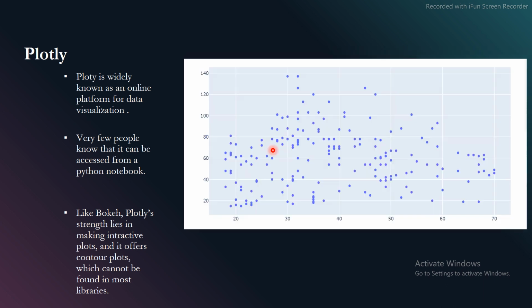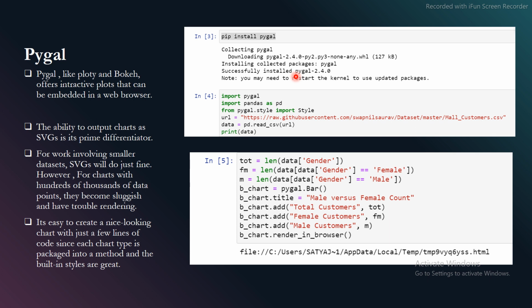For example, if you just drop the cursor here, every single bullet tells you some information that is hidden in it. That is called interactive, meaning you can interact with the plot. Okay, so there is one more library called Pygal. Like Plotly and Bokeh, it offers interactive plots that can be embedded in a web browser. So whenever you run it in the Jupyter notebook, it opens in a browser.